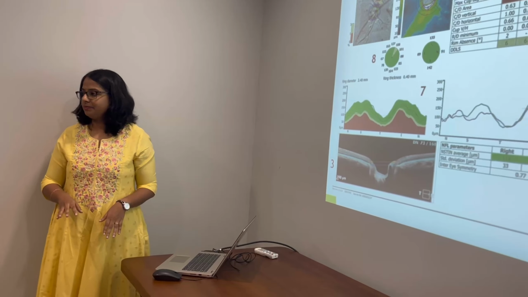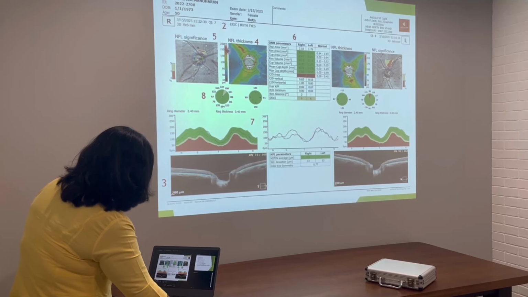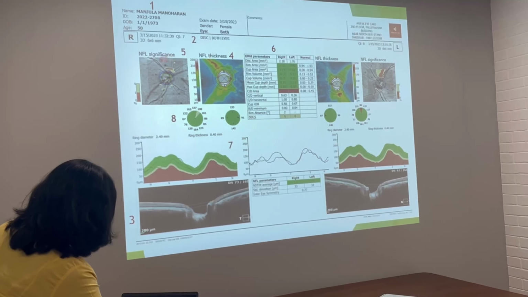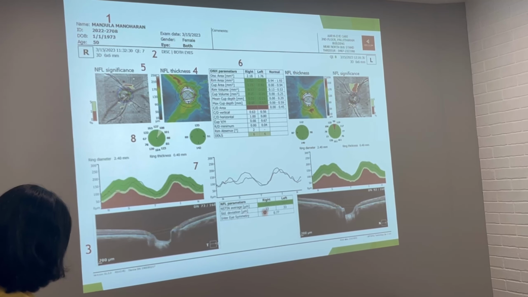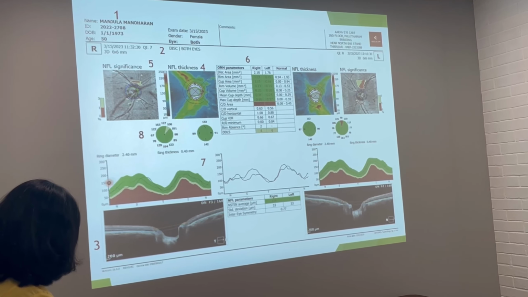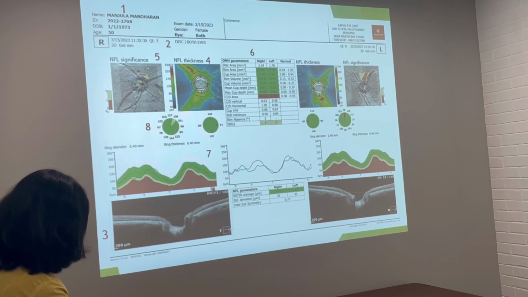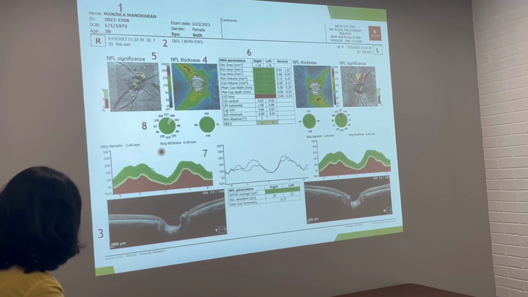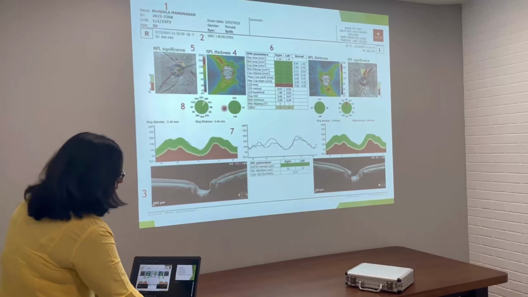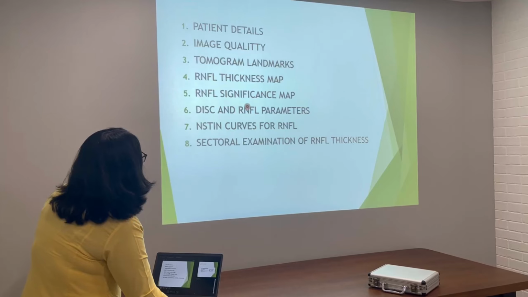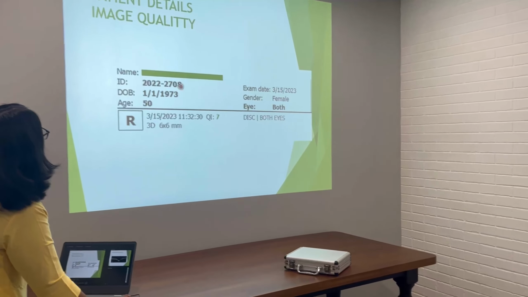So first, the patient details. Second, the signal quality. Thirdly, we look at the tomogram. Then fourth, the thickness map. Then the significance map. Then the table, the optic nerve head and RNFL parameters. Then we look at the graphical plot of the RNFL layers. Then lastly, the sectoral analysis of RNFLs. So one by one. First, the patient details.